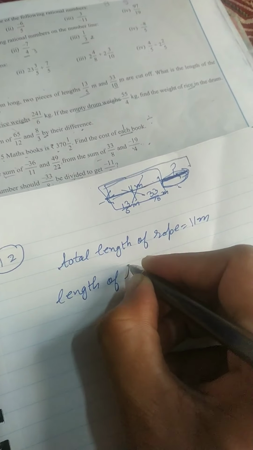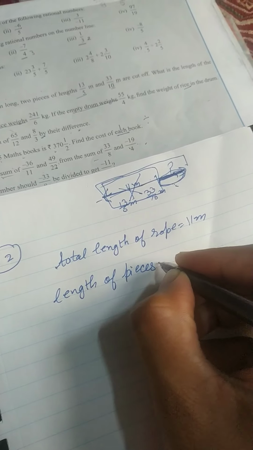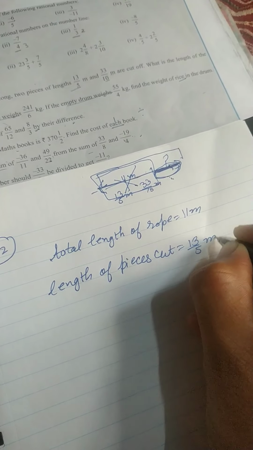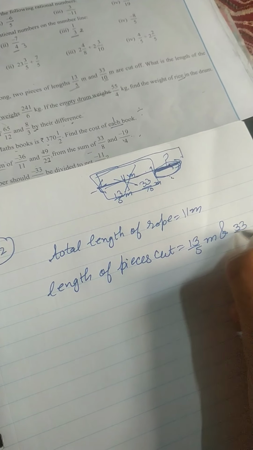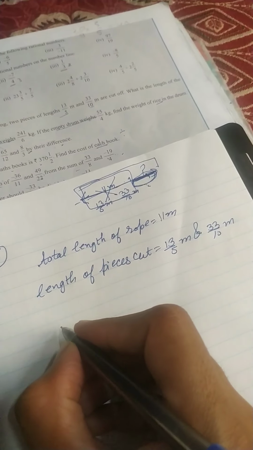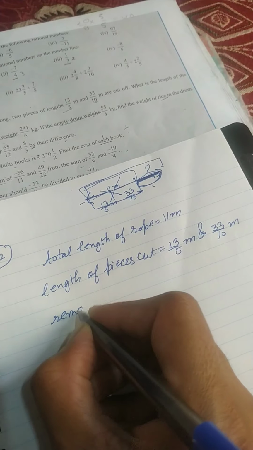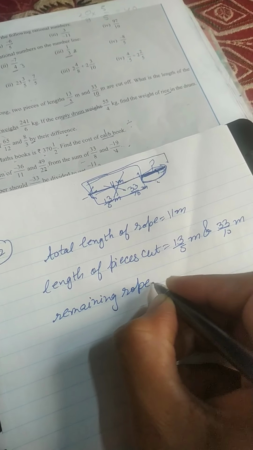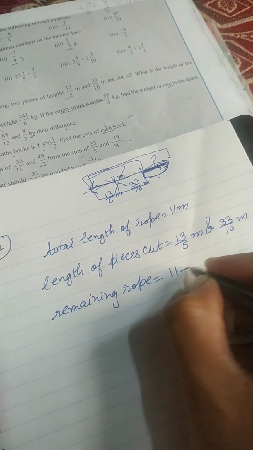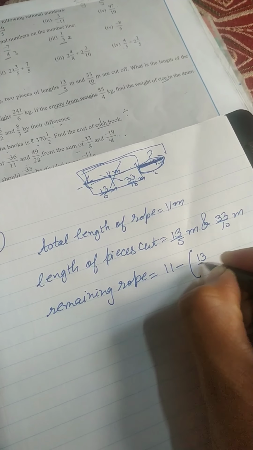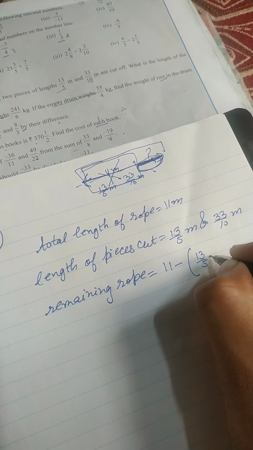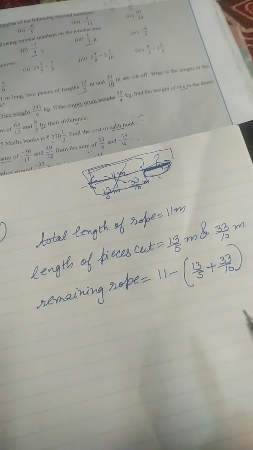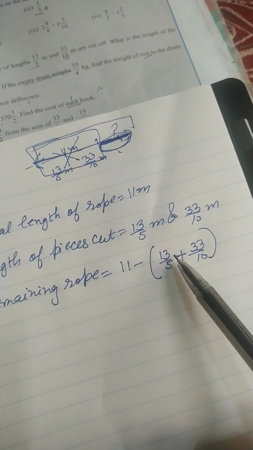Length of pieces cut: we cut two pieces, 13/5 meter and 33/10 meter. We have to find the remaining rope. So we can find full minus the cut pieces. We have to subtract the pieces that are cut.